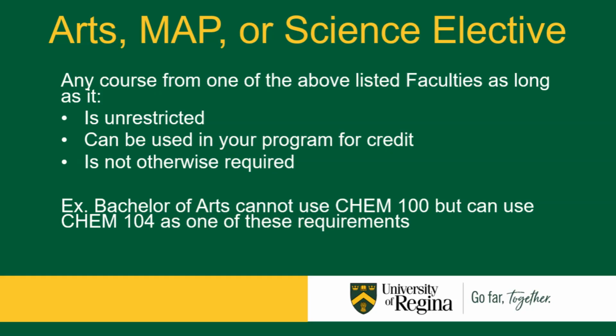As an example, Chemistry 100 cannot be used in any Bachelor of Arts program even though it's a credit course, so you would not be able to use Chemistry 100 as a science elective in this case. However, Chemistry 104 would count since it can be used for credit towards most Bachelor of Arts program requirements.